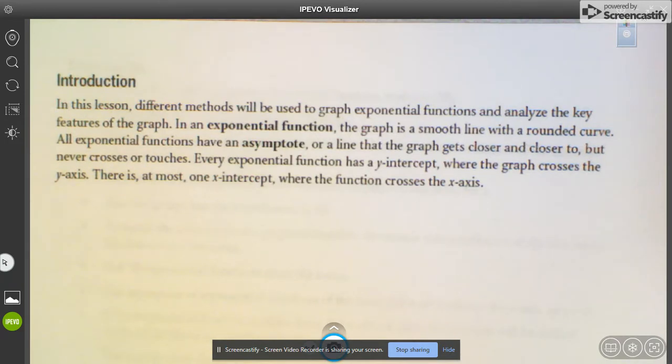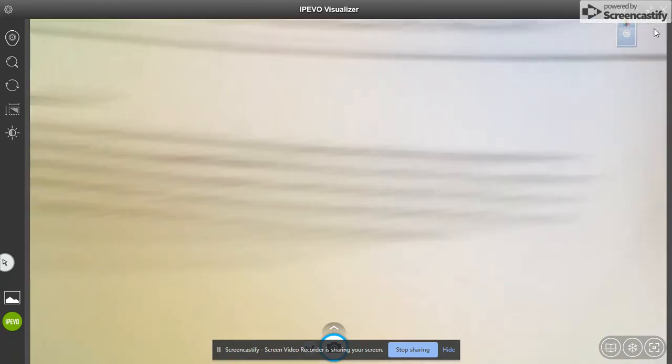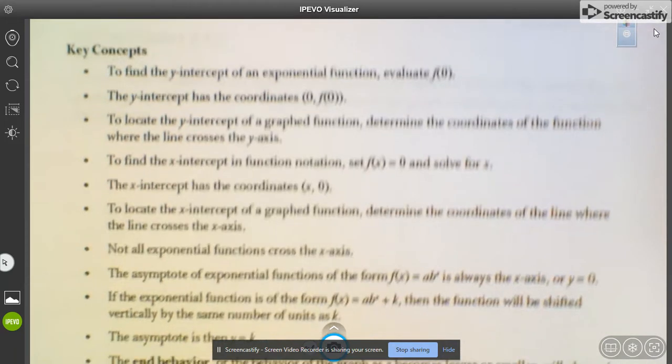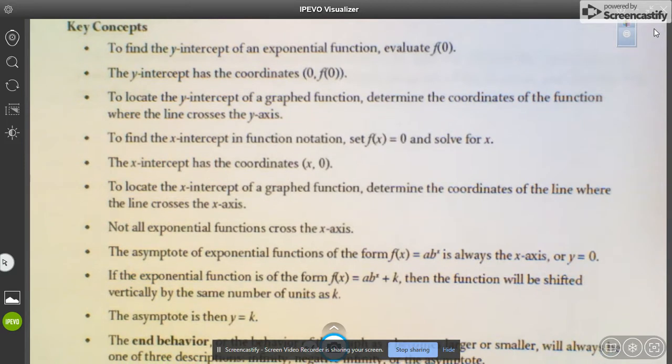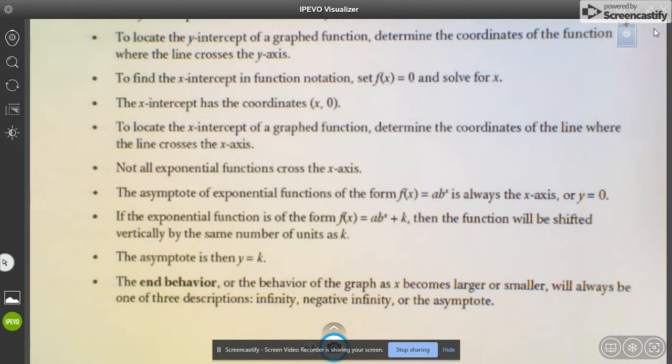All right, so let's look at some key features here. All right, so here we go. Key concepts. Pause the video, read these on your own, take your notes from them. I'll do examples with it in just a second. The one I really want you to pay attention to is the last one, and that's why I just slid down so you can see it. The end behavior, or the behavior of the graph as x becomes larger or smaller, will always be one of three descriptions: infinity, negative infinity, or the asymptote. We'll do some examples of that as well.